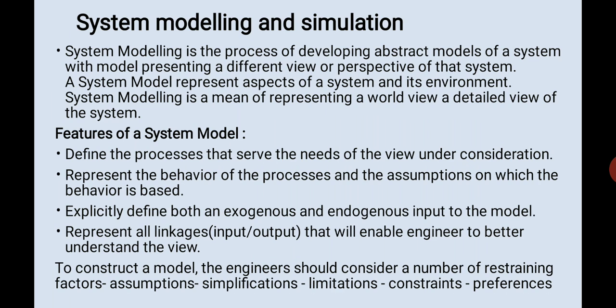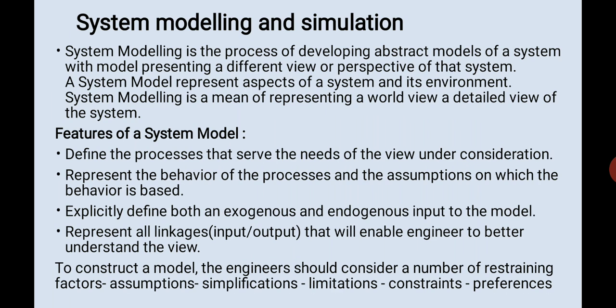Next we come to system modeling and simulation. See, system modeling is the process of developing abstract models of a system, with each model presenting a different view or perspective of that system, right? So a system model represents aspects of a system and its environment. System modeling is a means of representing a world view, that is a detailed view of the system. So you get an overview of the system. What are the features of it?